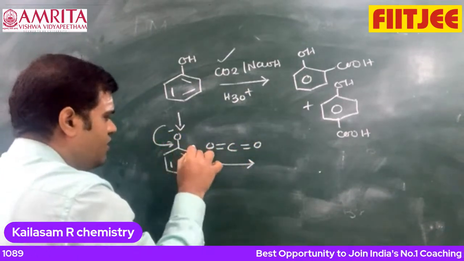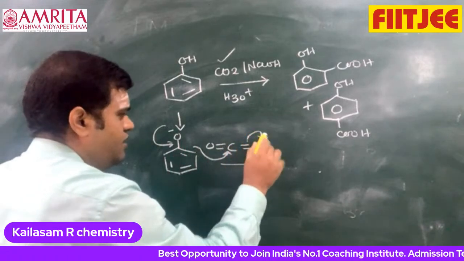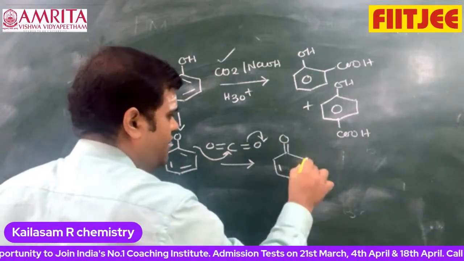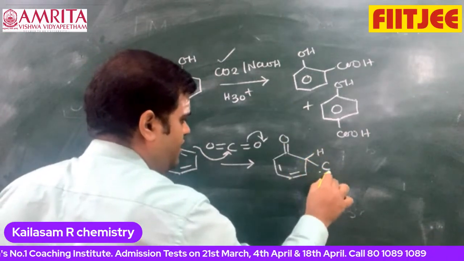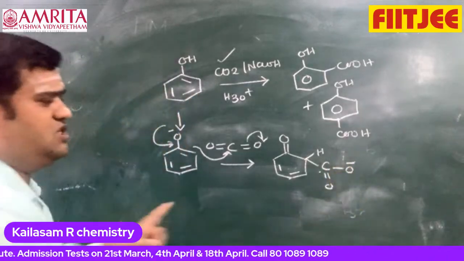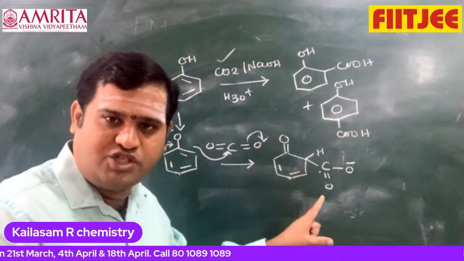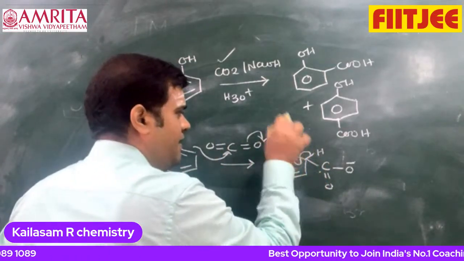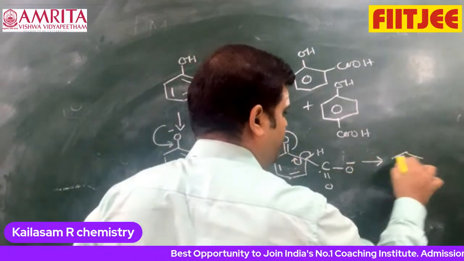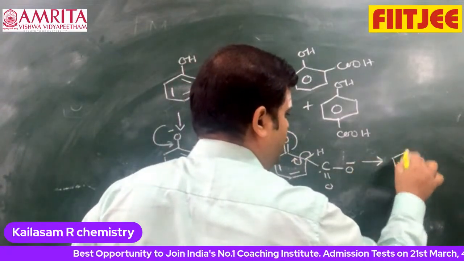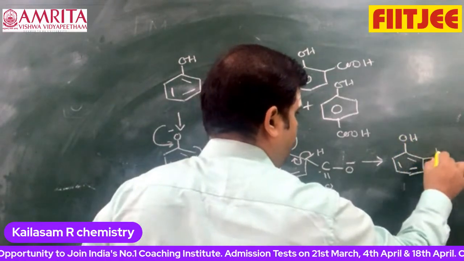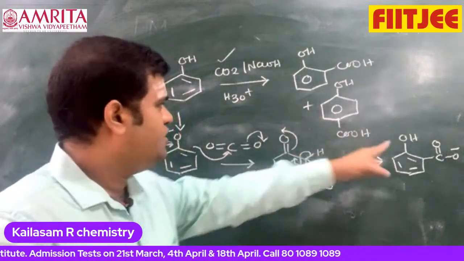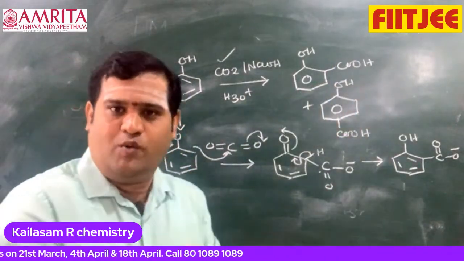That's all. This step is the slow step. You know that. Very simple mechanism. Now this form is called keto form. Enol form is more stable. Why? It attains aromaticity. That's all. O minus. Now if you hydrolyze, you may get the ortho as well as para isomer.